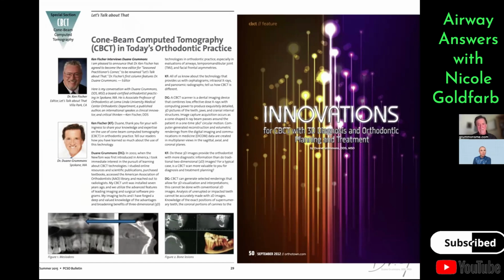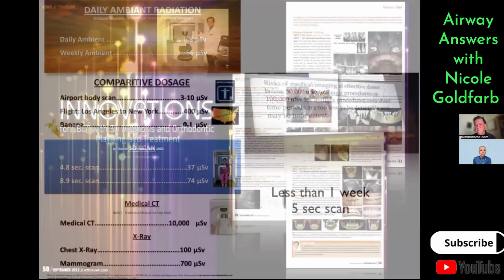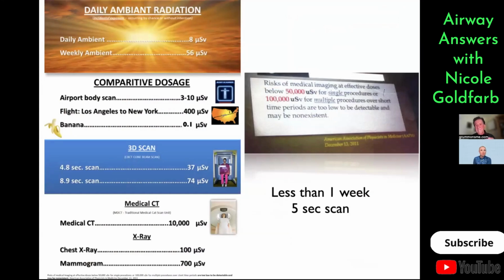The first time they started this column for the journal, Ken wanted me to do this on 3D, so we did on cone beam. It's also in Dental Town and some other of our journals, but I'm just saying, colleagues, you need to publish your stuff, get it out there, and it validates what you're doing, but then you learn as you do that.